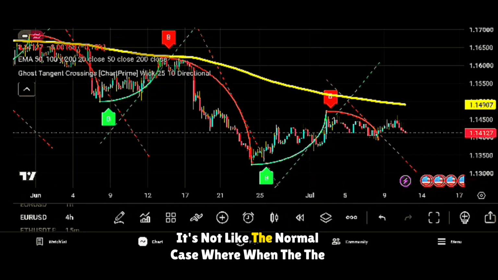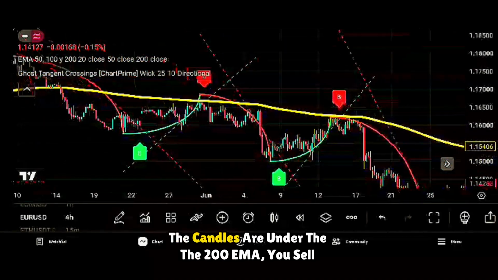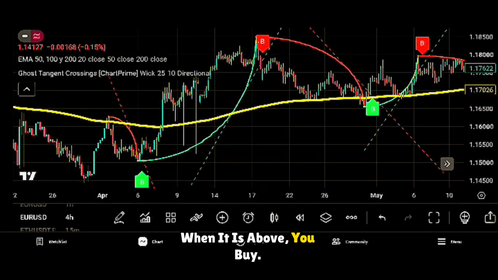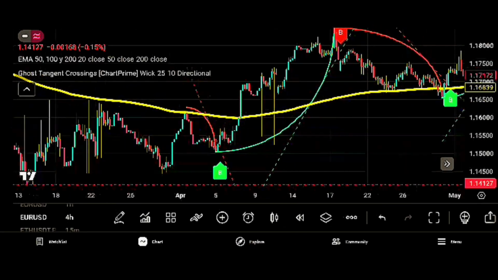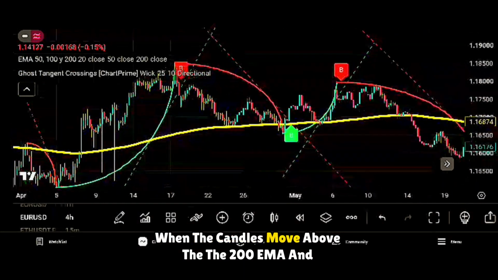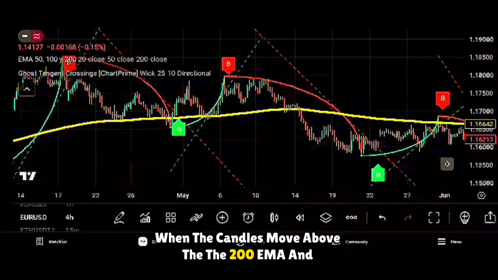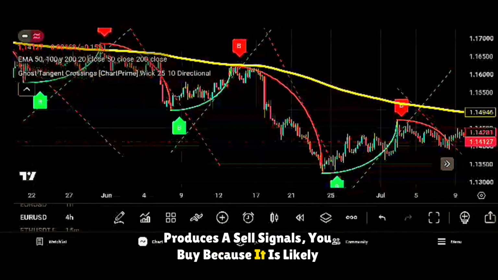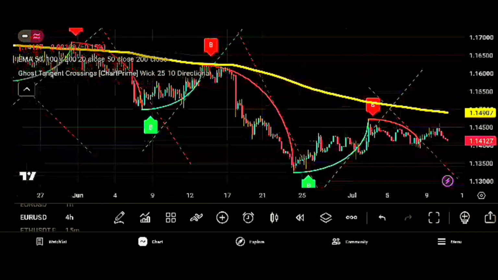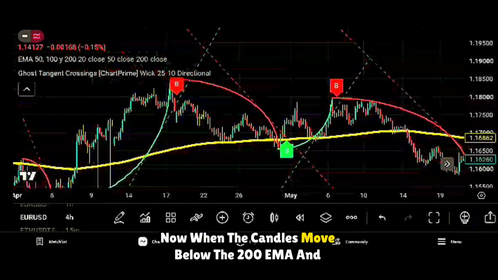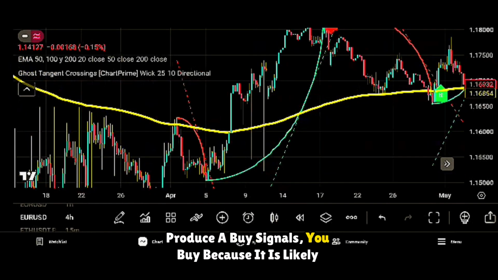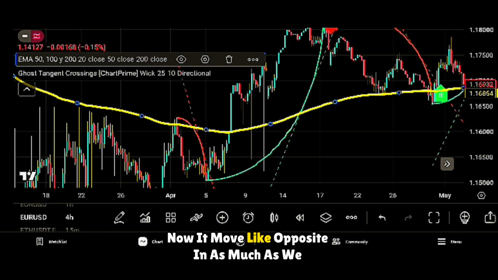It's not like the normal case where when the candles are under the 200 EMA, you sell. When it is above, you buy. No, here is the opposite. When the candles move above the 200 EMA and produce a sell signal, you sell because it is likely to go down. And when the candles move below the 200 EMA and produce a buy signal, you buy because it is likely to go up. Now it moves opposite.